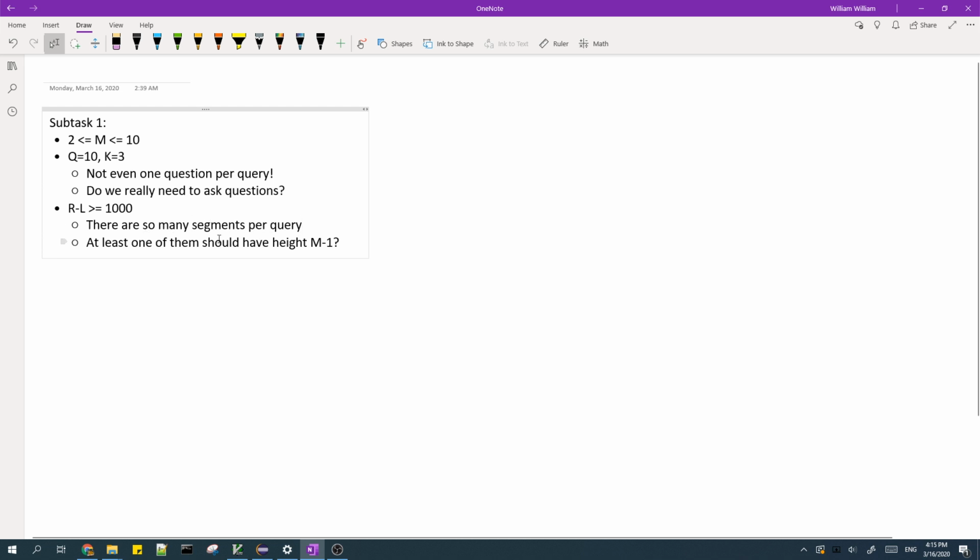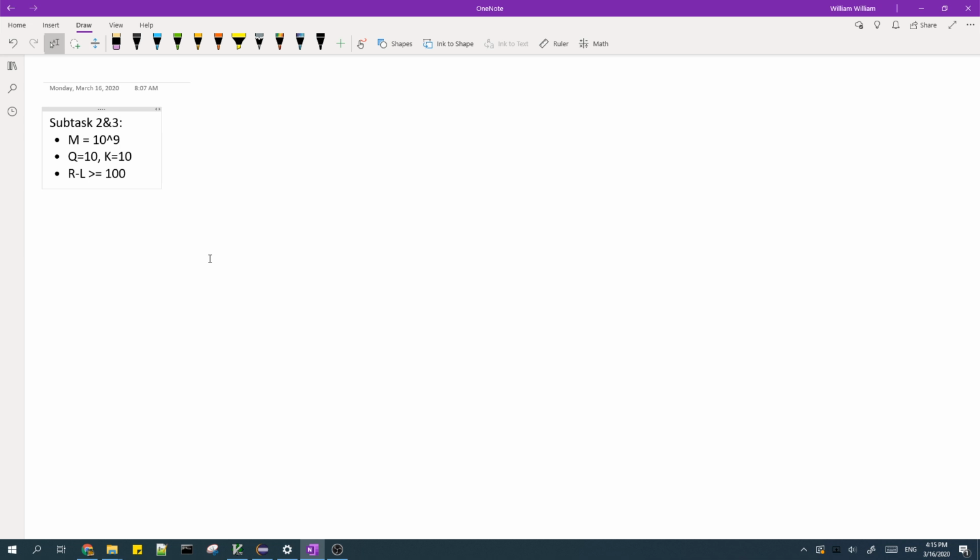So if the array is randomly generated, then it means that probably at least one of them will have a height of n-1, which is the maximum possible height. So our solution is to output n-1 for each query. And it turns out that the solution will give you AC. And I'll prove that this solution has a very low probability of failure in the end.